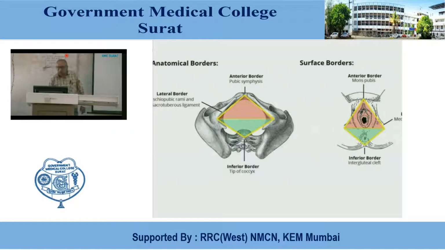Recalling the anatomical borders: anteriorly it is the pubic symphysis with the inferior pubic arcuate ligament. Posteriorly it is the coccygeal tip. Then on each side it is the ischiopubic rami, then the ischial tuberosity, and later posterolaterally the sacrotuberous ligament. So this is about the boundaries of the perineum, the external boundaries as well as the internal boundaries. You can call these the anatomical borders, which lie internally, and the surface border, which is the external demarcation.